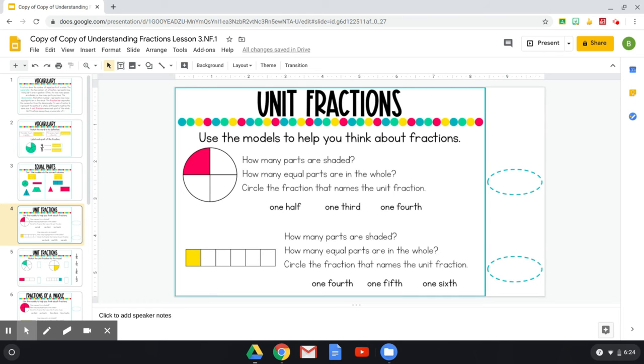So let's talk a little bit more about unit fractions. Unit fractions use models to help you think about fractions. So how many of the parts are shaded? 1. How many of them are there in the whole? 4. So what fraction would work? 1/4. How many parts are shaded here again? Just 1 of the parts. But how many parts are there in that whole? There are 6. So the fraction would be 1/6.